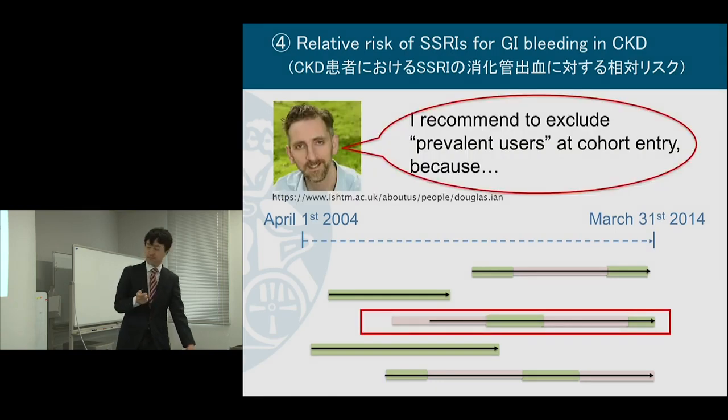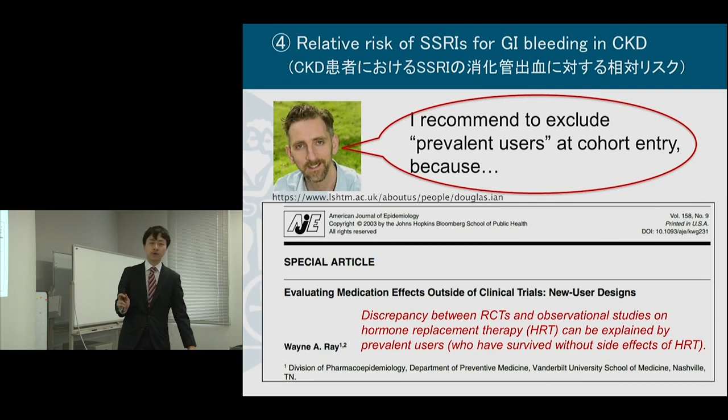But then Ian came to me and gave one piece of advice. Generally, Ian is very generous about student decisions, but it seems that this time only, Ian was very strict. I mean, he had a strong opinion about this point. I should have excluded these prevalent users at the time of cohort entry, because it's well known that in pharmacoepidemiology, prevalent users could bias the results.